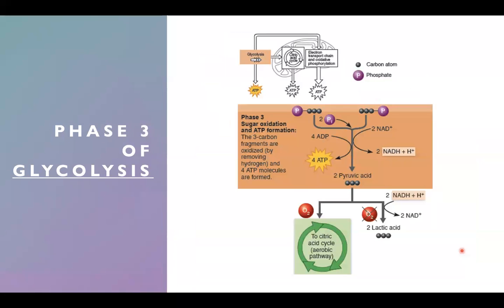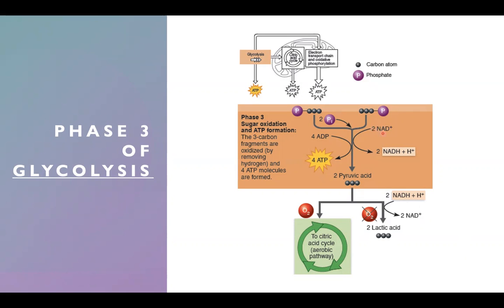Phase 3 of glycolysis is the sugar oxidation and ATP formation. Whenever you see the word oxidation, it means we're taking away hydrogens and transferring them to something else. So that's oxidation, taking hydrogens away. If you ever hear the word reduction, we're adding hydrogens onto a molecule. But with sugar oxidation, what we're doing to each of these 3 carbon molecules is taking hydrogens away and transferring them to an NAD molecule.